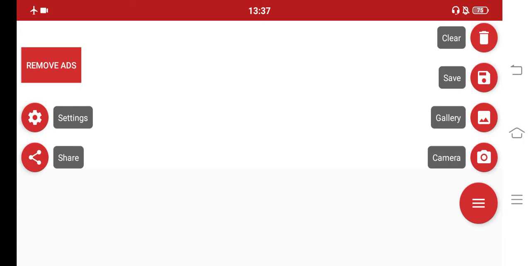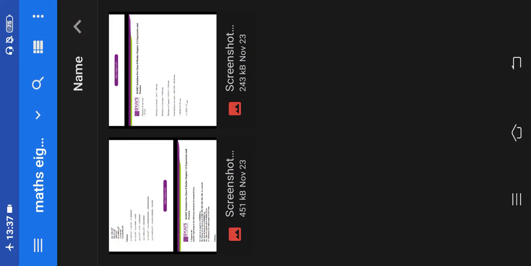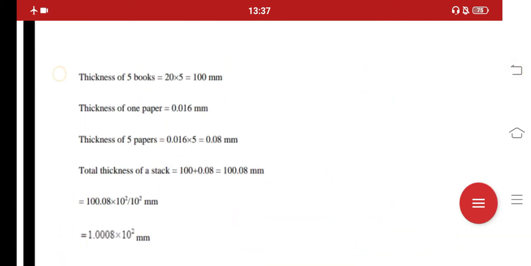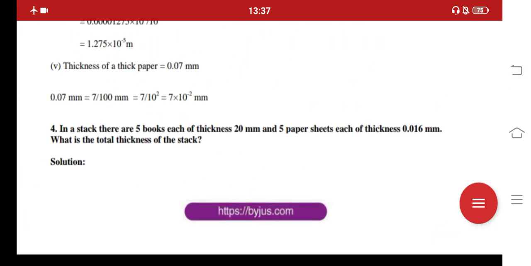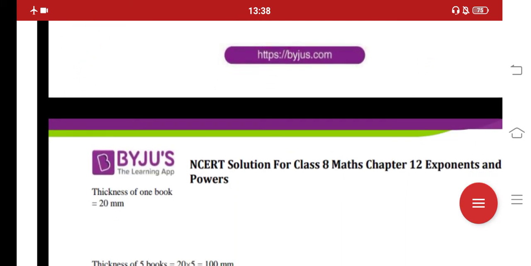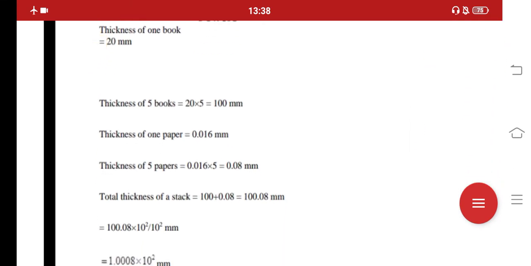Now let me show you what is given here. In a stack, there are 5 books, each of thickness 20 mm, and 5 paper sheets, each of thickness 0.016 mm. What is the total thickness of the stack? It means there are a total of 5 books, each of thickness 20, so 20 multiplied by 5 is 100 mm.